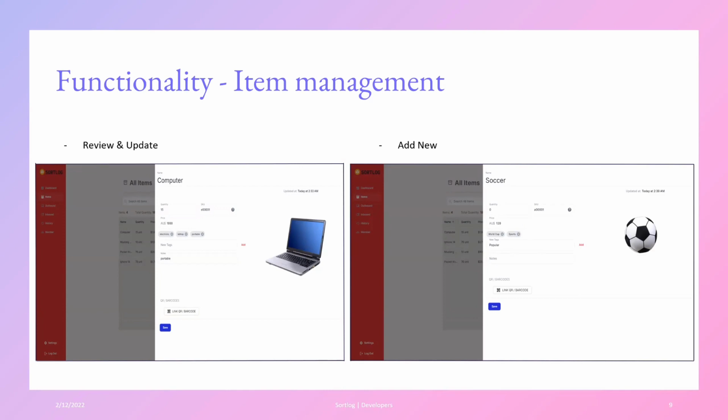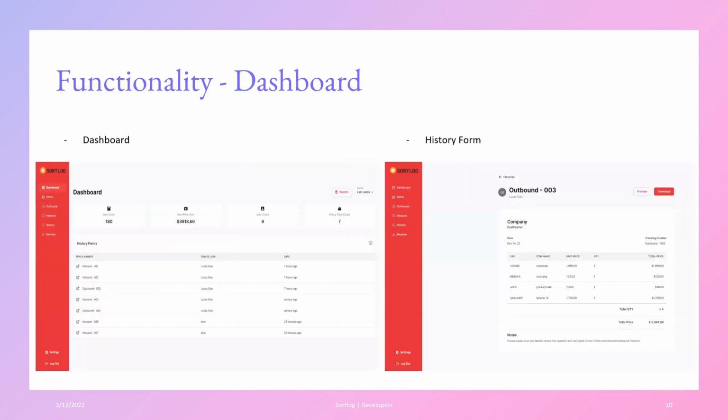And that's all for the item management functionalities. For the desktop, the dashboard page is used to indicate the total quantity and the price sum of the items, and it also shows the numbers of users and history forms in the company. If the user would like to review the details of the history forms, they can simply press the list and jump to the corresponding record page and show all the details, or review and download the content as a PDF document.